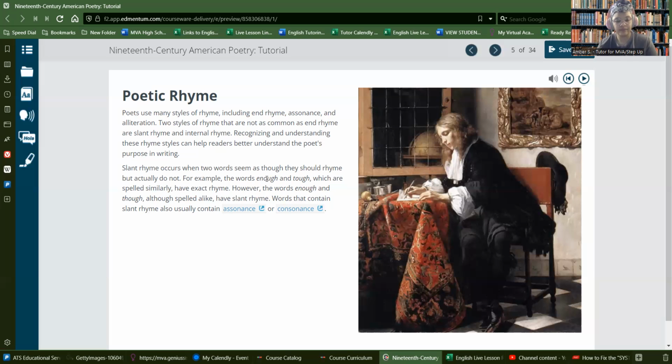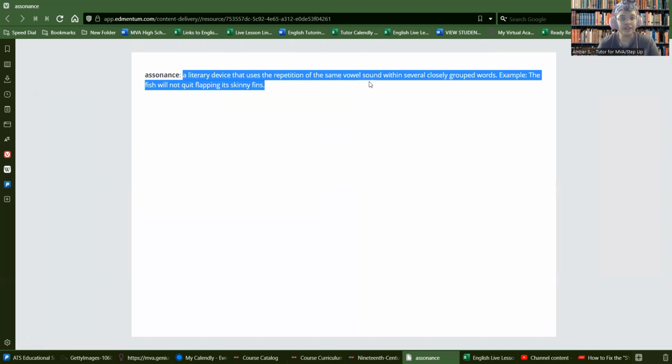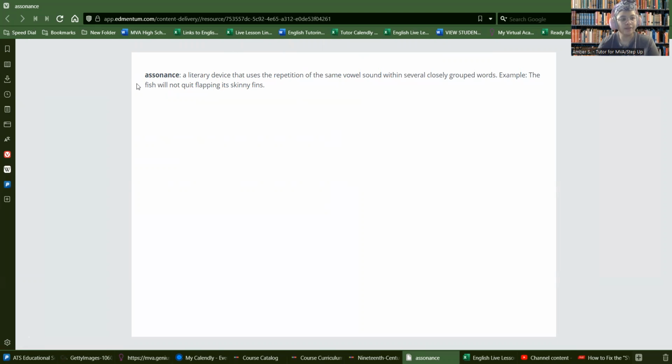Assonance here, if we open up this window, they give you the definition right here. Let me move myself up here. So it says here, a literary device that uses repetition of the same vowel sound within several closely grouped words, right? Example, the fish will not quit flapping its skinny fins. So there is an I sound repeated here. We have the I in fish, we have the I, and technically will is also a part of this.